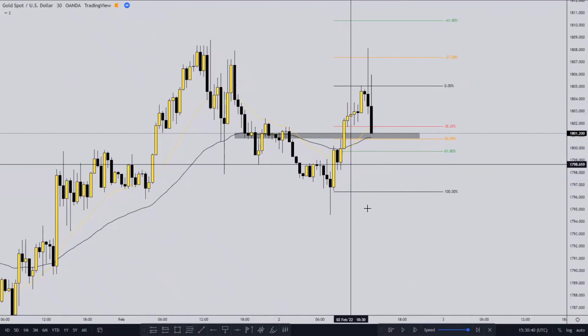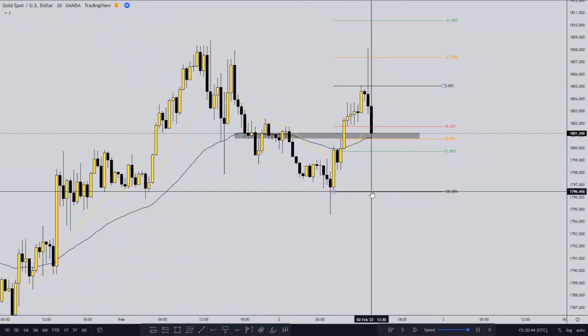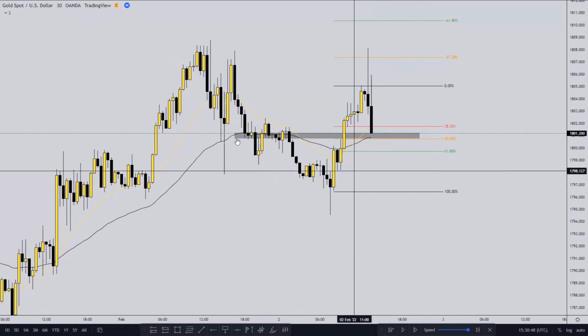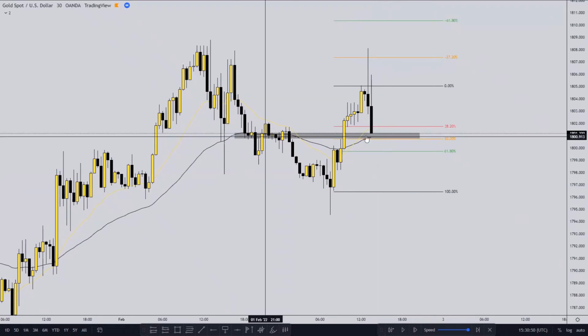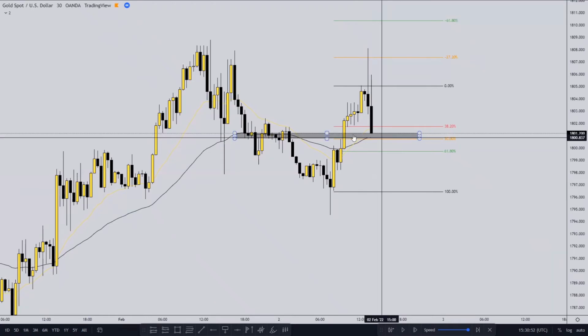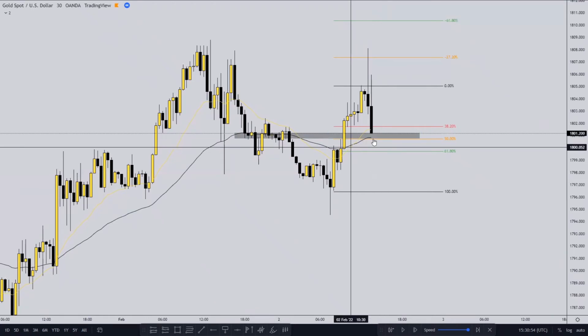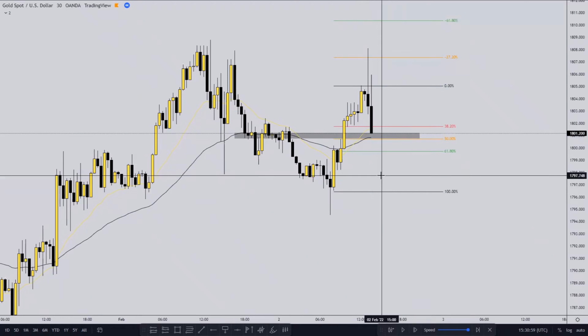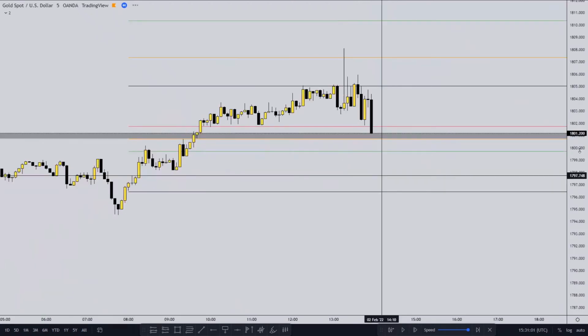So already I have three confluences here. I've got the Fibonacci retracement respecting this 50% level. I've got this support level, which is also getting respected, and the moving averages crossing over and holding. So once I saw these three confluences, I then dropped down to the 5-minute for my entry time frame.